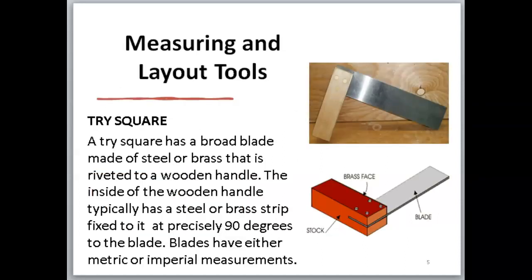Now, a tri-square has a broad blade made of steel or brass, as shown, that is riveted to a wooden handle. The inside of the wooden handle typically has a steel or brass strip fixed to it at precisely 90 degrees to the blade. Blades have either metric or imperial measurements.